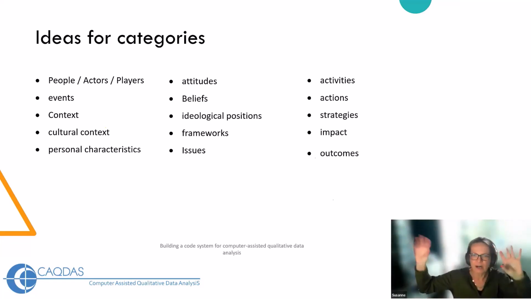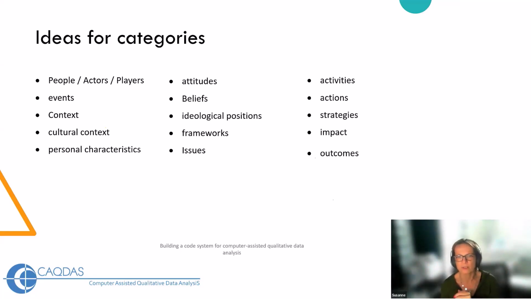So think about these higher topics in your data, that you can all code separately. What are the contexts and what are the attitudes people have? What are the actions they're taking? What are the consequences? What are strategies to deal with certain things? So these are just some high level ideas that you can have in mind when you code your data.